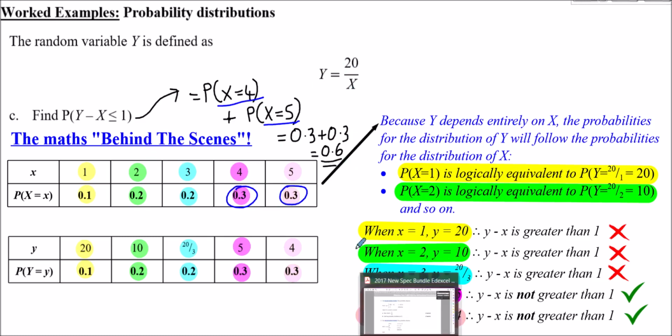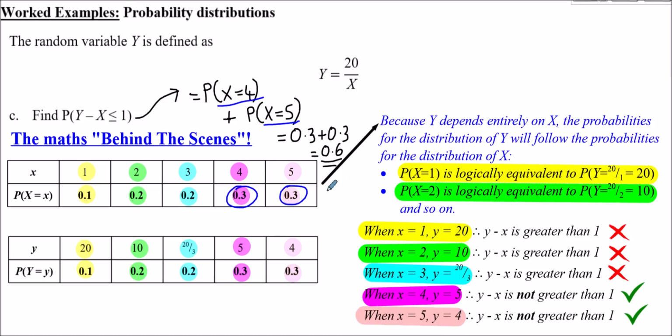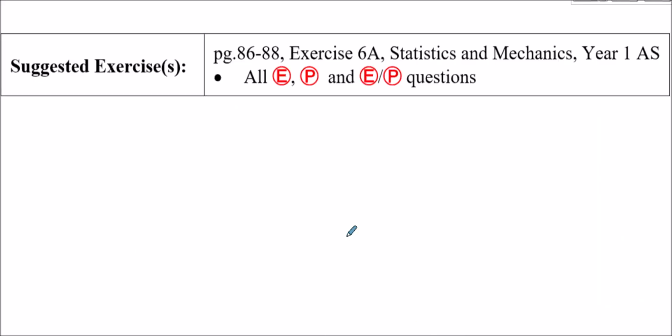It's now over to you to get some much needed practice and mastery with these questions. So, what I suggest that you do is, in the book, exercise 6a, all the questions with an E or a P next to them, or the ones which have an E and a P. The E stands for exam type questions, P stands for problem solving, so these are incredibly important to do, as they are in any exercise in fact. The E and P questions are gold dust. So try all of those on exercise 6a on page 86 to 88.